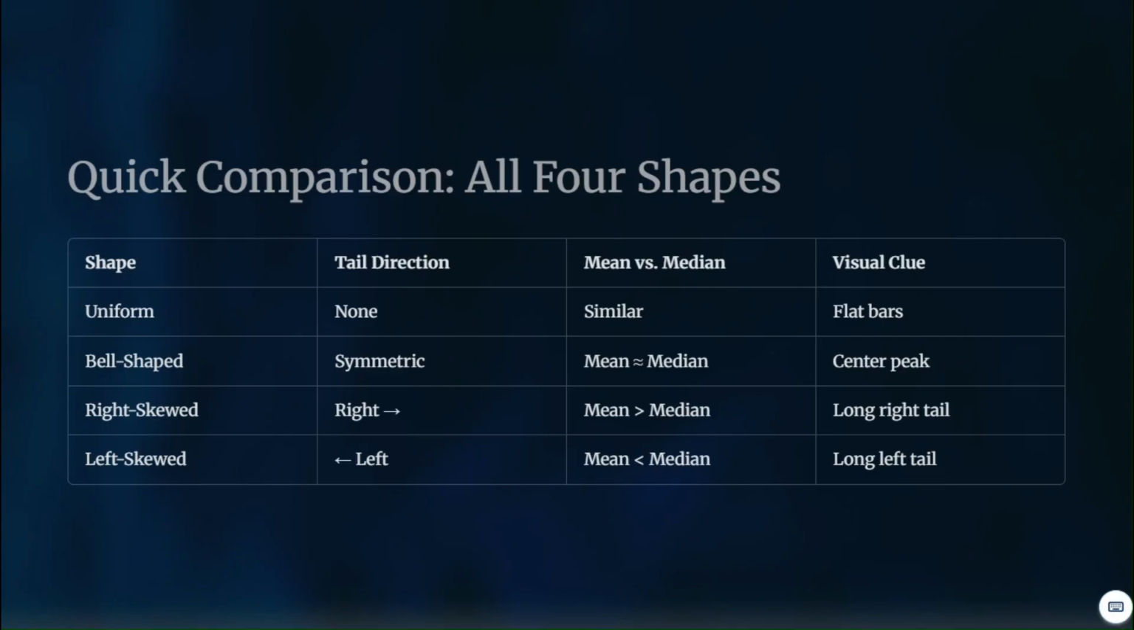Many students look at where most data are, but don't. Always look at the tail. This one trick answers most skewness questions instantly.